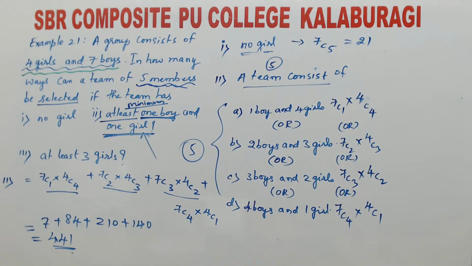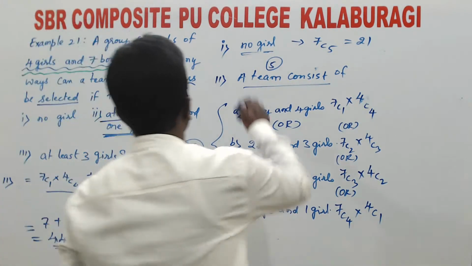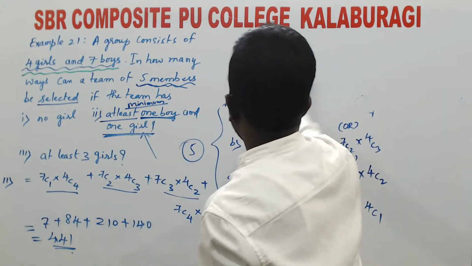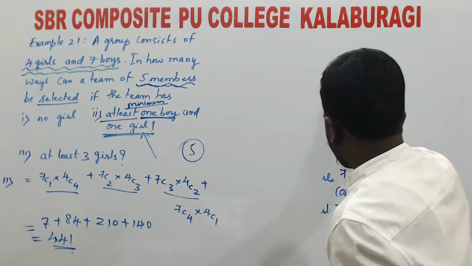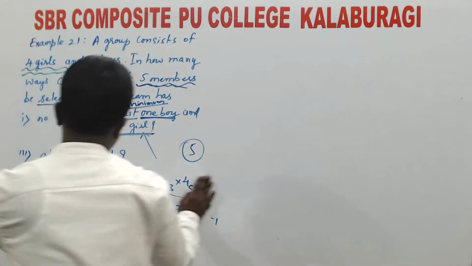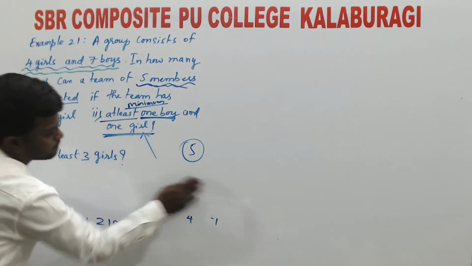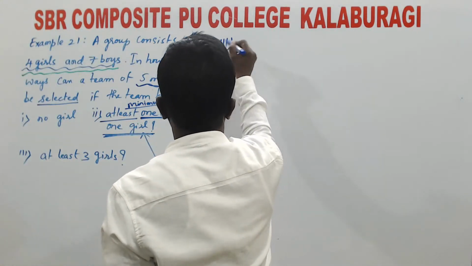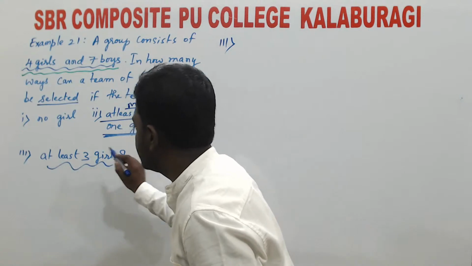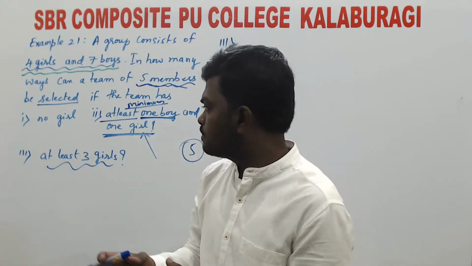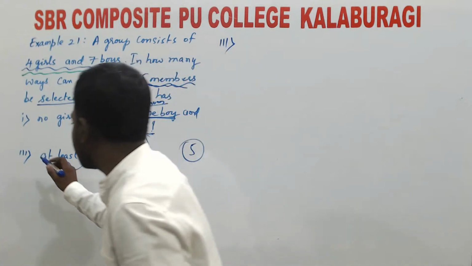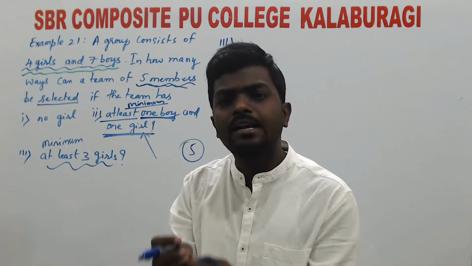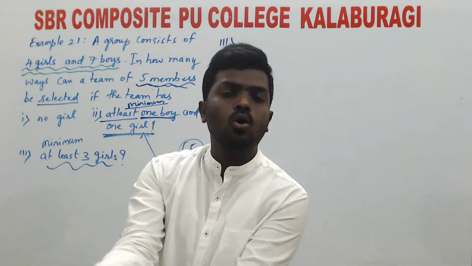Okay, so now the third one is also quite similar to the first and second. I believe you might have solved it already, but still let's check. The third one, the condition is at least three girls. So a team of five members should contain at least three girls. At least, I have told you, means minimum three. That team should contain minimum three girls. It can be more also, students.